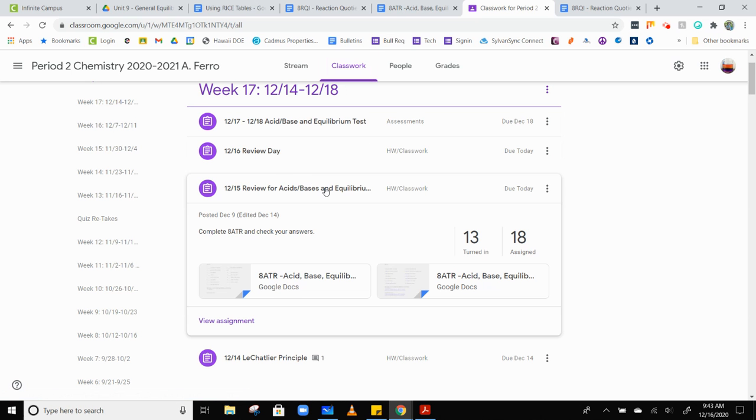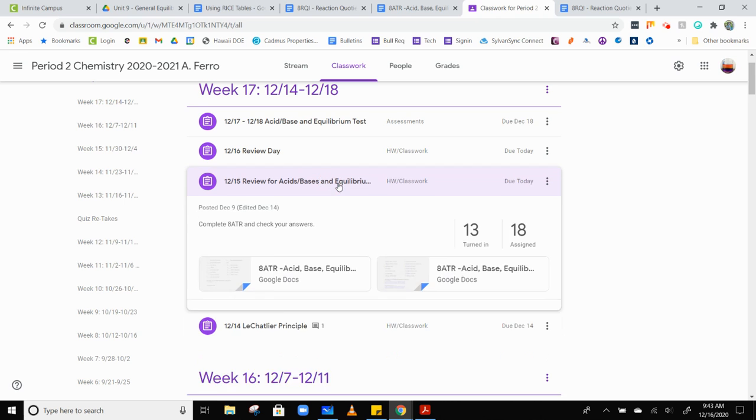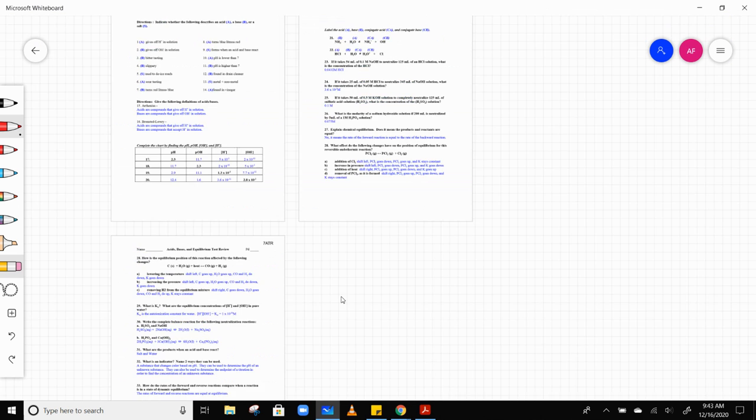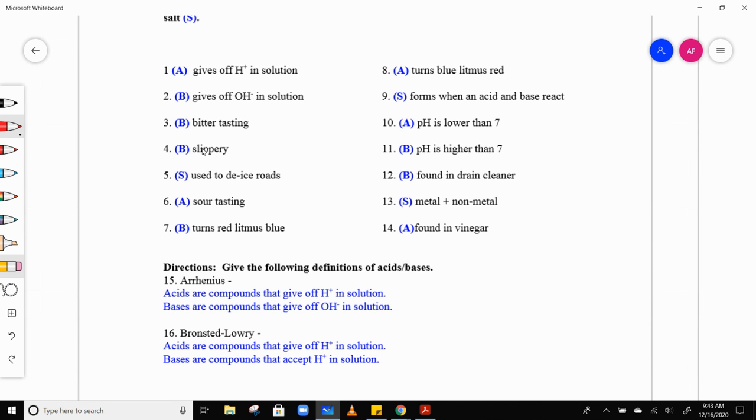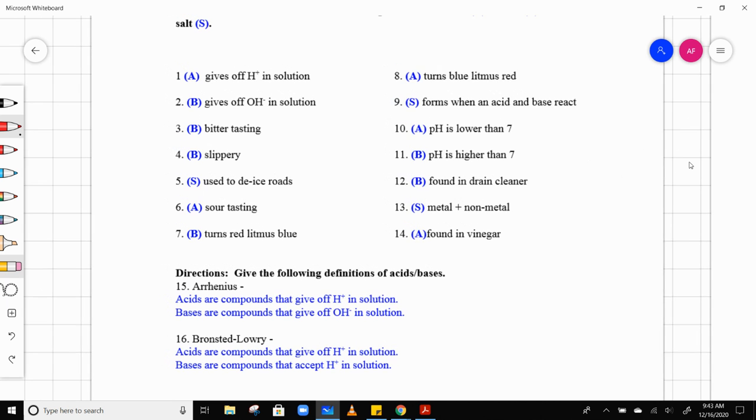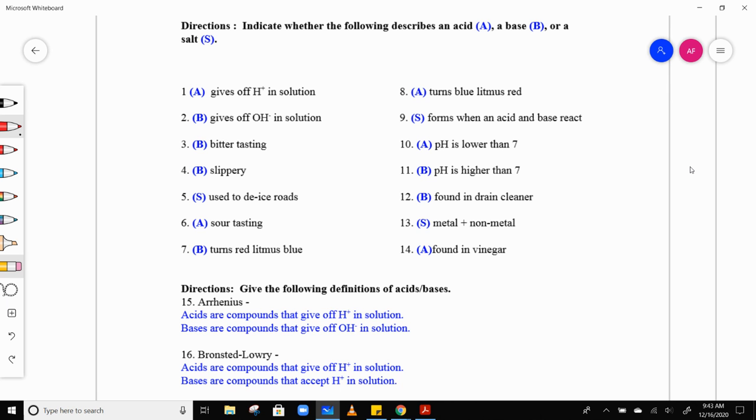All right. Anyway, let's go over this worksheet here. The first part is just identifying whether something is an acid, base, or salt. Acids, remember, give off H plus. Bases either give off OH minus or accept H plus in solution. They do have some specific properties about them. And then salts are usually neutral.